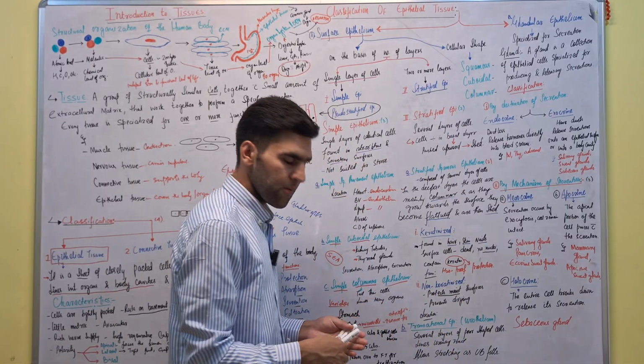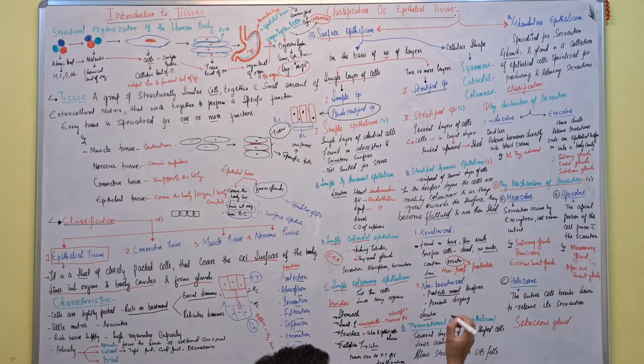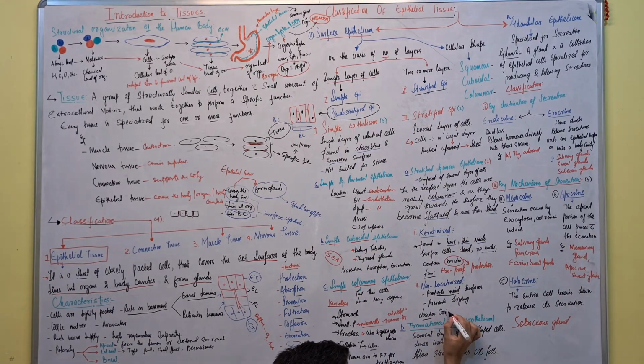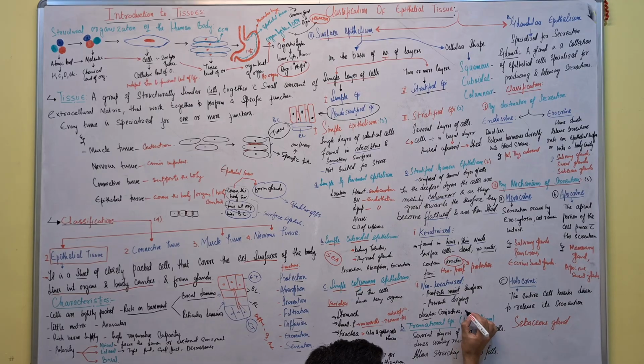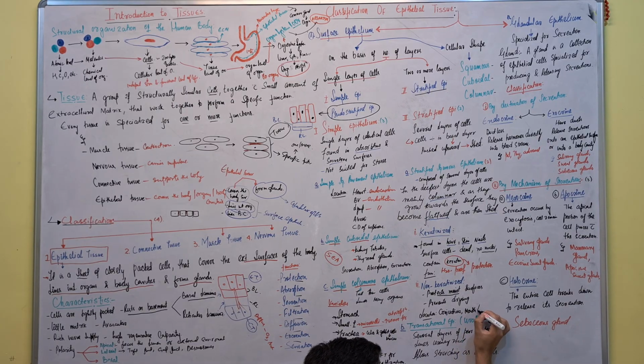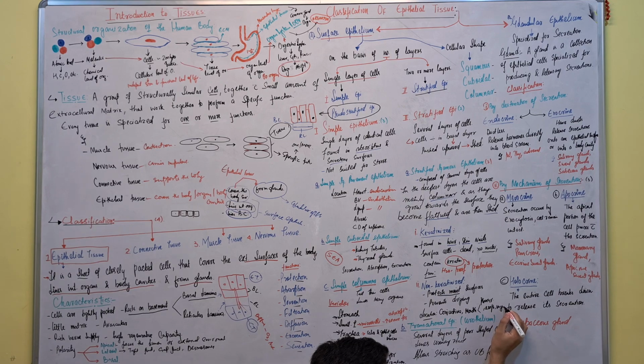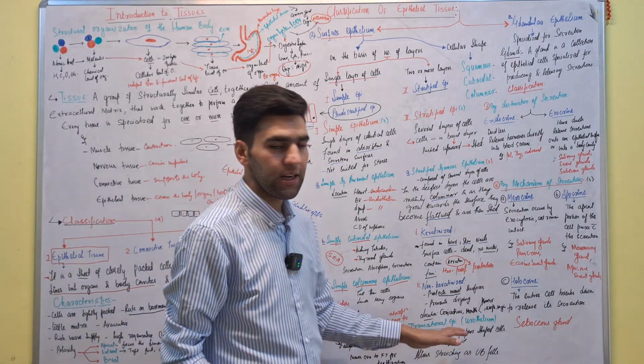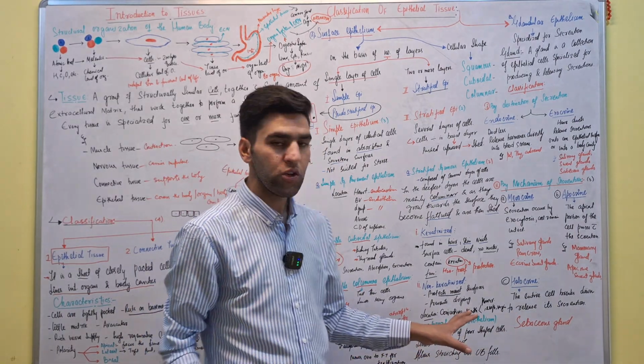And where is it located? First, it is located in the eyes, that is the conjunctiva. Second, in the mouth, pharynx, esophagus, and vagina. Then coming to the transitional epithelium, it is also called urothelium.